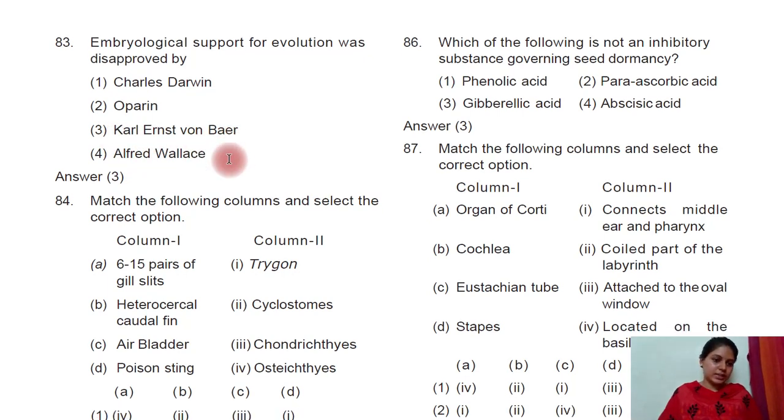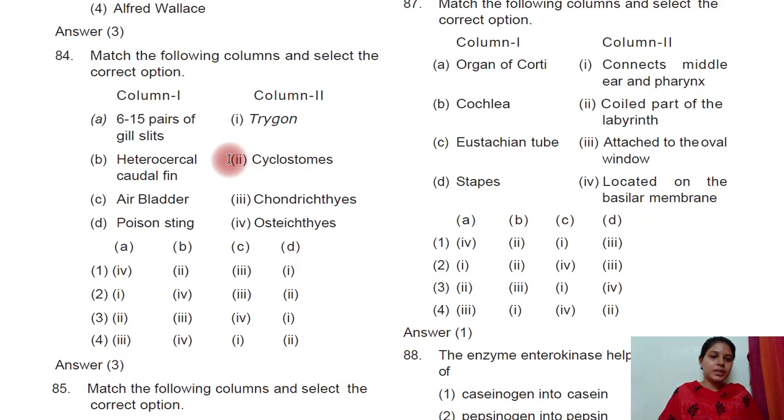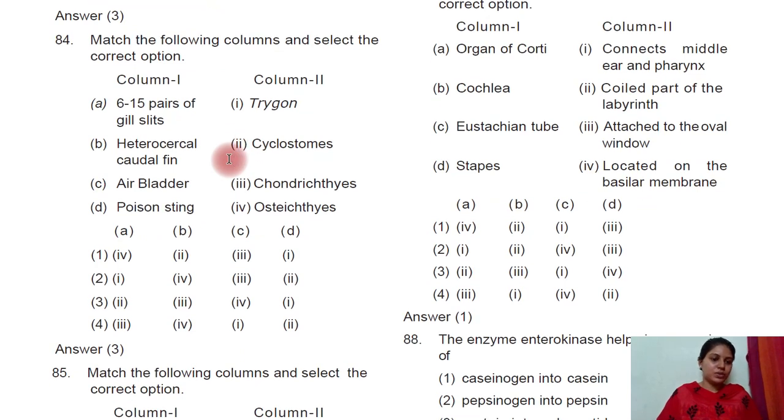Next, match the following columns and select the correct option. So it's very simple. It is based on the phylum Pisces, right? The division Pisces. It is all about that. So they ask about 6 to 15 pairs of gill slits. It's always about cyclostomes, because these cyclostomes are like suckers, where they hold on to sharks and other bigger organisms, and they suck blood almost like marine leeches. So that's how these cyclostomes are.